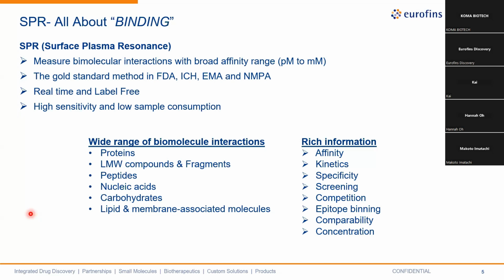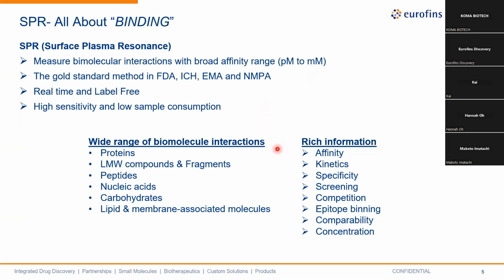SPR is all about binding. It's basically a technology to measure the binding. It can measure the biomolecular interaction with a broad affinity range from picomolar to millimolar. So it's a very broad range that we can measure using SPR. And it's also a gold standard method in FDA, ICH, EMA, and also NMPA in China. And it's a real-time technology, and it's also label-free. You don't need to label it with radioactive or fluorescence. It has high sensitivity and also low sample consumption.